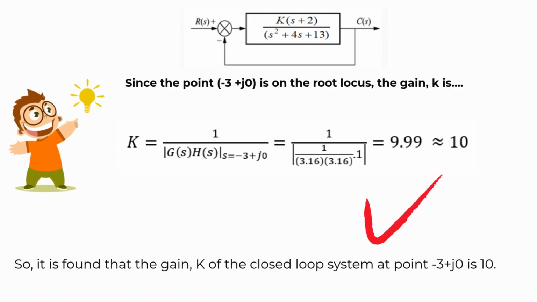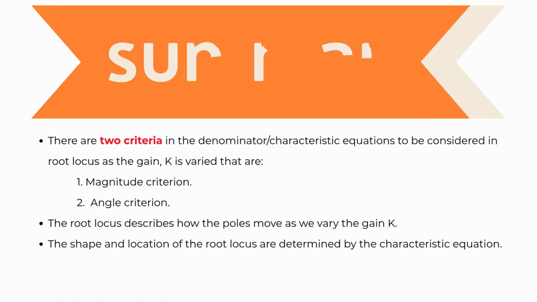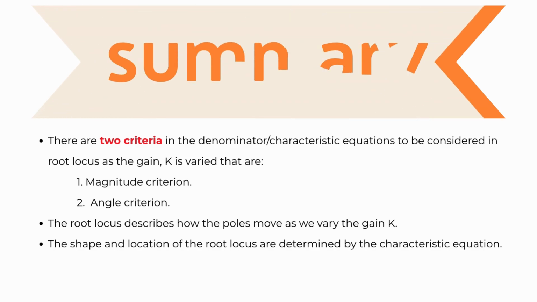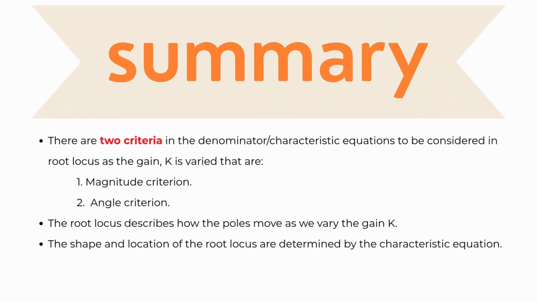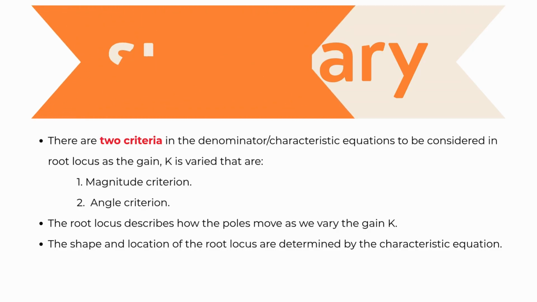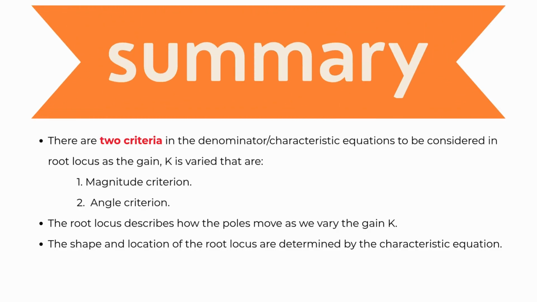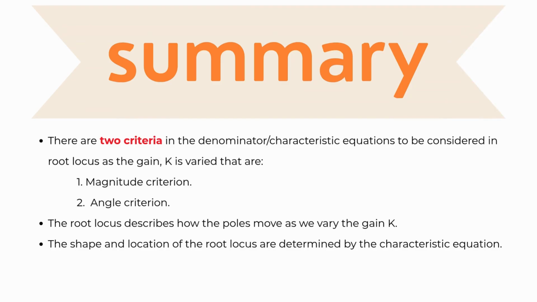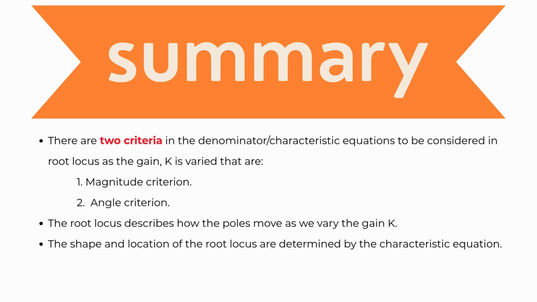And since the point -3 plus j0 is on the root locus, we calculate the gain at that point, and we get the gain value K of the closed-loop system is 10. So, when we draw the root locus, we are essentially plotting all the values of s that satisfy both the magnitude and angle criteria as the gain K changes from 0 to infinity. These criteria determine the shape and location of the root locus on the complex plane. Now that we've seen how the root locus is related to the closed-loop poles, as a summary, there are two important conditions that must be satisfied by any point on the root locus as we vary the gain K.